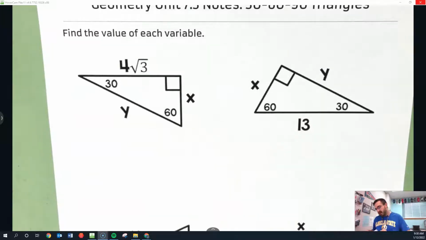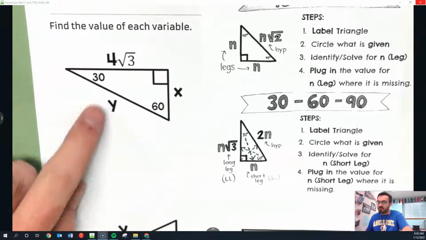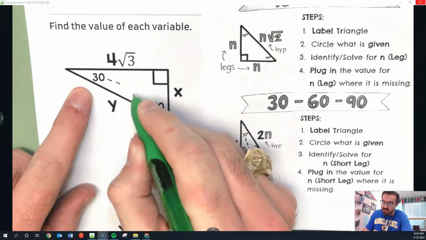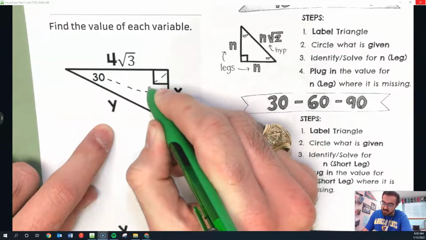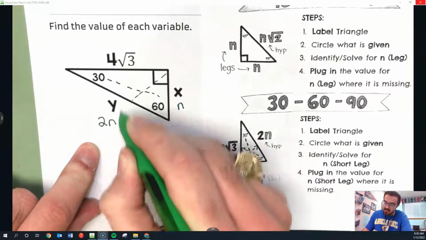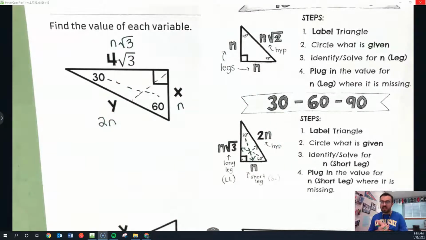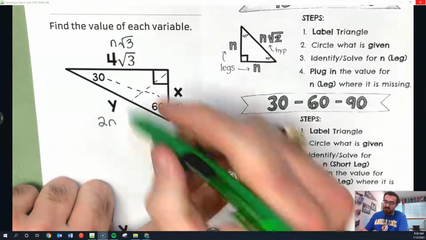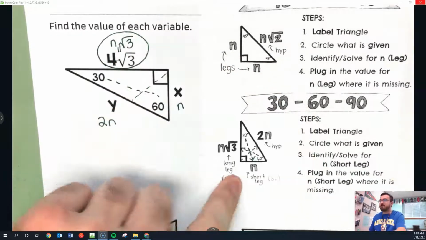Same process though. Notice how I'm using the exact same process every single time. I'm going to label my triangle. If you do not know how to do this yet, practice doing this on your own. Across from the 30-degree angle is n. Across from the 90-degree angle is 2n, and then the other one is n square root of 3. Make sure you know how to label that. Okay, step 2. Circle what is given. Okay, y and x are not helpful. We're going to circle what is given to us and then make an equation out of that.